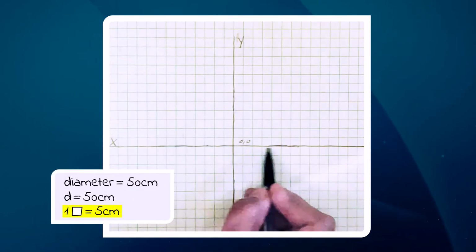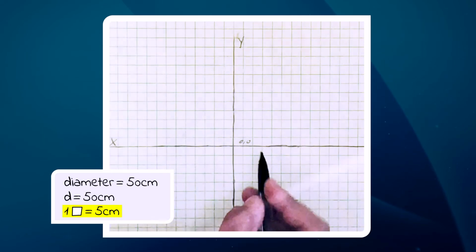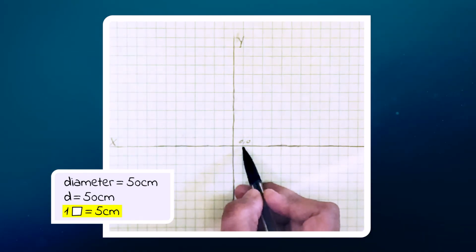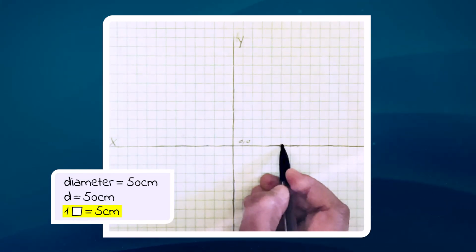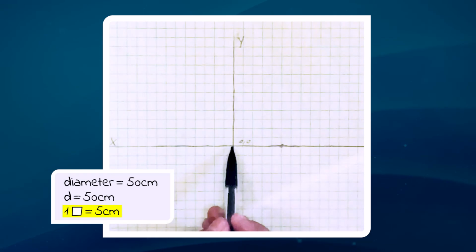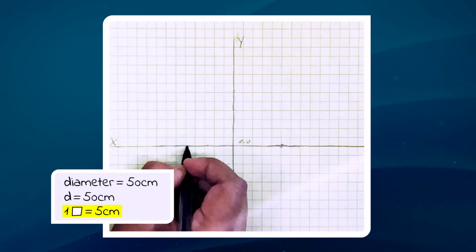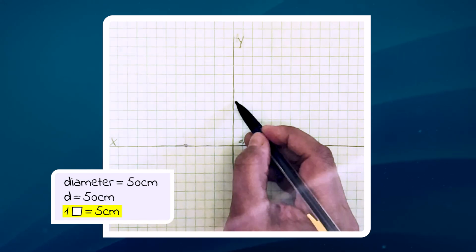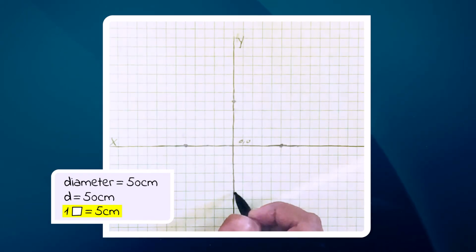I'm going to count and mark half the distance. We have 50 centimeters, and your students will calculate that half of 50 is 25. So I'm going to start counting half to the right, 5, 10, 15, 20, 25, and I will add my plot there. Half the distance to the left, 5, 10, 15, 20, 25. Half the distance up, 5, 10, 15, 20, 25. And half the distance down, 5, 10, 15, 20, 25.